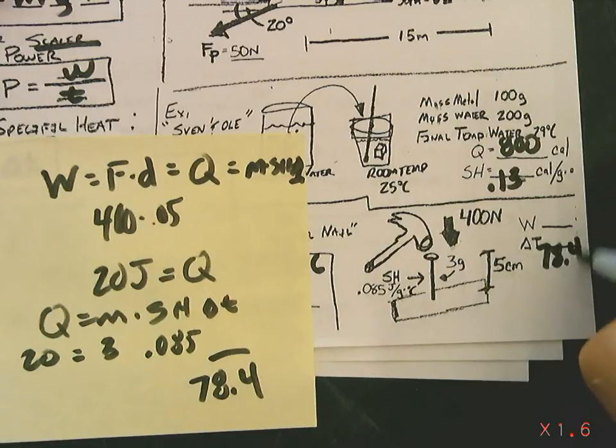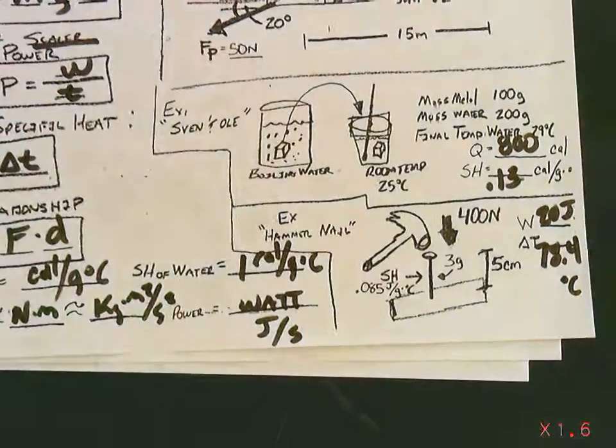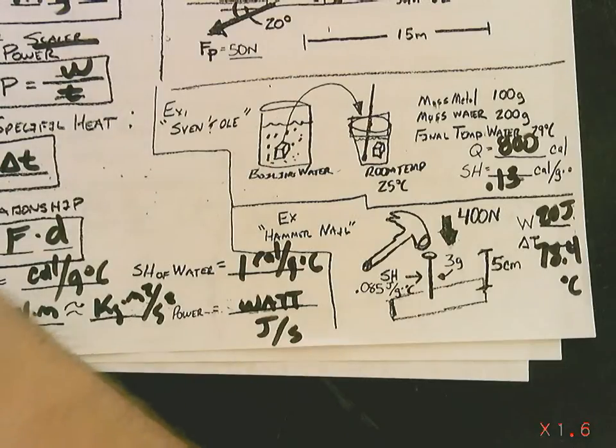78.4 goes in here. The work done was 20 joules. This is degrees C. That finishes the bottom of the first page. That's 18% of the exam right there, which was 15 minutes long.